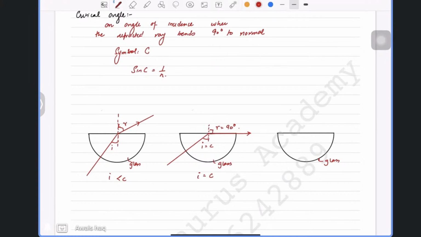And if the angle of incidence is further increased, which means that now the angle of incidence is greater than the critical angle, then what happens is that the ray would actually bend inside or reflect inside, and this phenomenon is known as total internal reflection. All right. Just like that.